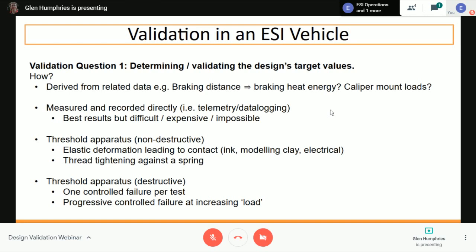And what else have we got? So your front-rear weight distribution also becomes very important. And so trying to determine your caliper mount loads from your braking distance has a lot more uncertainty in it. That doesn't necessarily mean you're not allowed to do it. You just have to account for those uncertainties. You have to design with those uncertainties in mind.